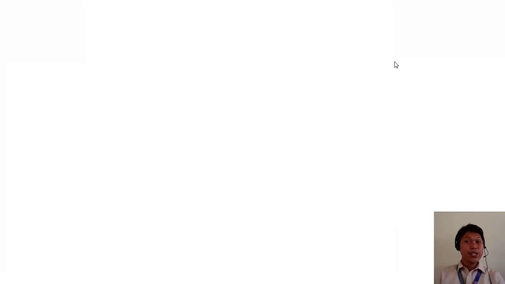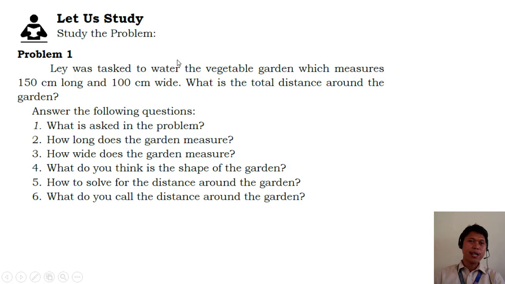And that's our perimeter. Okay, so this time we are going to proceed to the Let Us Study activity of your module. There's a problem presented there. Lei was tasked to water the vegetable garden, which measures 150 centimeters long and 100 centimeters wide. What is the total distance around the garden? This problem involves a perimeter, so we'll find out later why.